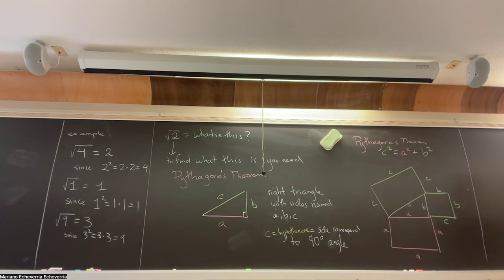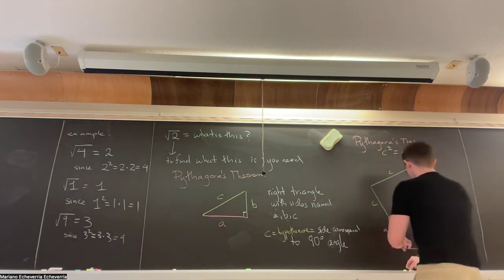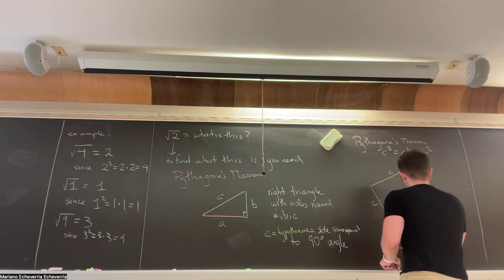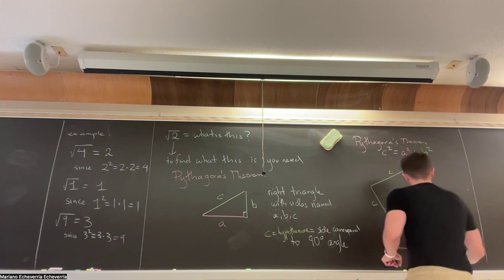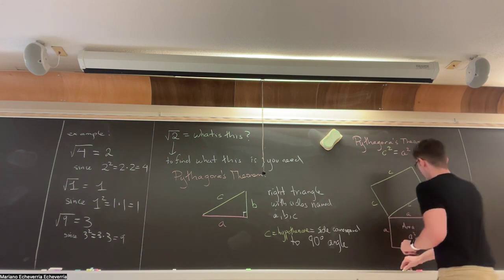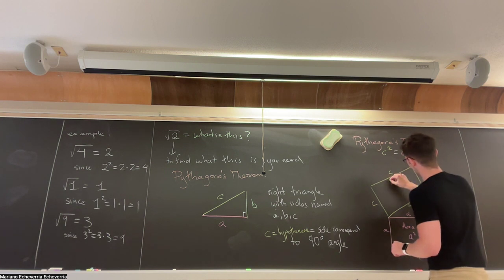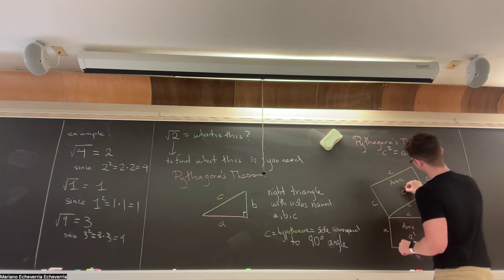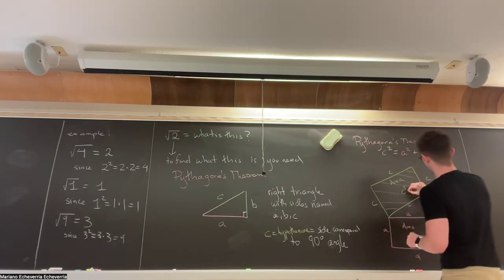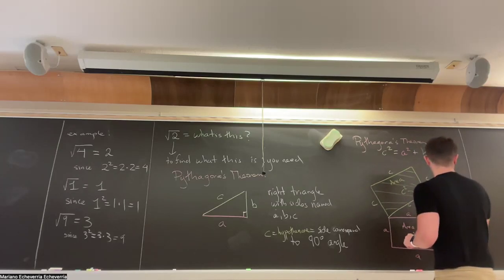And what's the nice thing about these squares? What is the area of the pink square? Well, the area of the pink square is A squared, right? So this one has area A squared. This one has area B squared, and this one has area C squared. Let me color them, make them more clear.